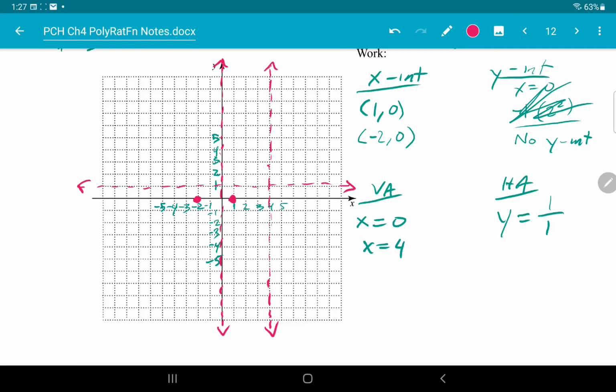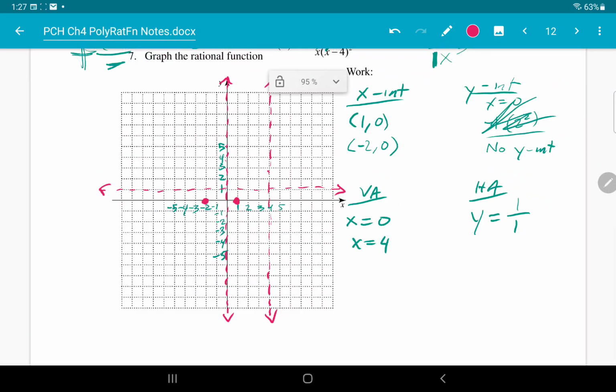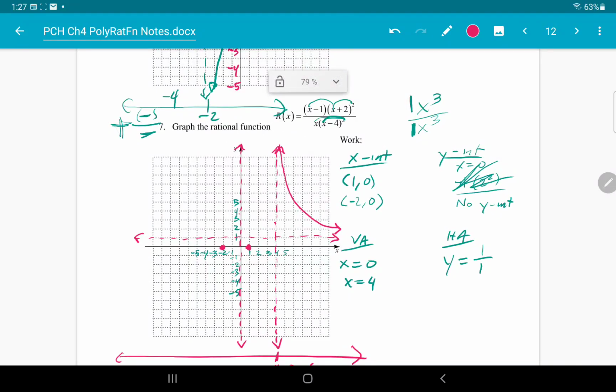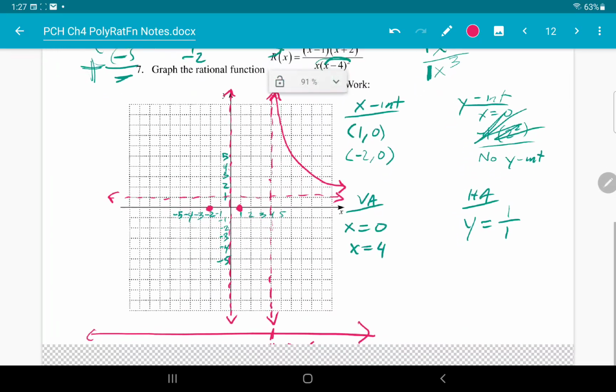Let's see what we have here. I don't have a lot to go off of. I'm going to do some sign analysis here. Now, strictly speaking, I can safely assume that to the right of 4, I should get all positive values because I don't see any x-intercepts here. So my graph should technically just kind of go like this. And I could just double check my work to be safe, plug in 6: positive, positive, positive, positive. Yeah, that's going to be all positives.